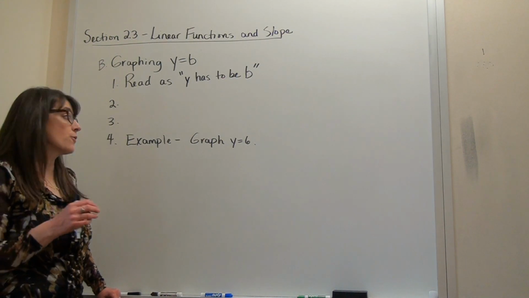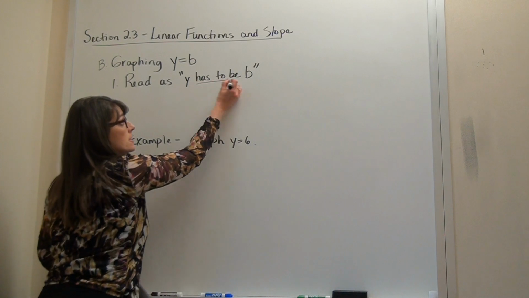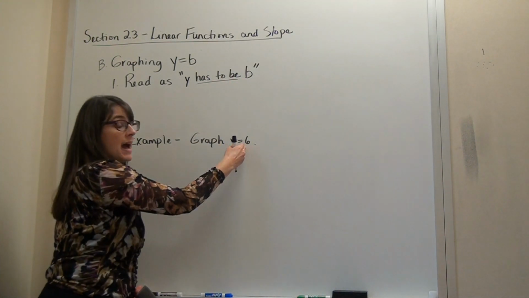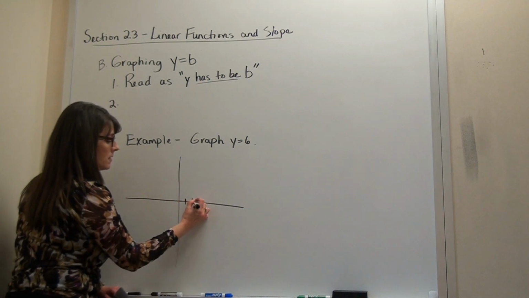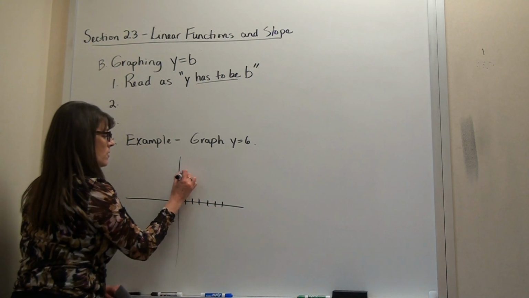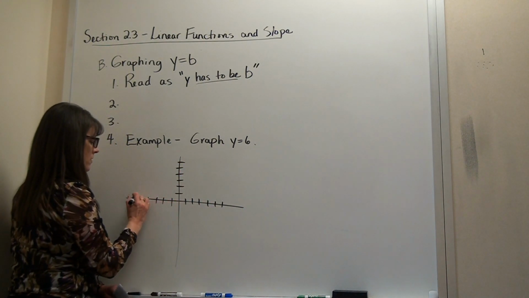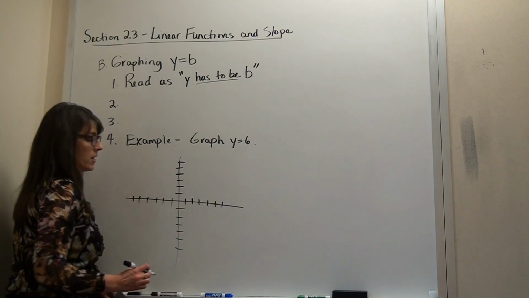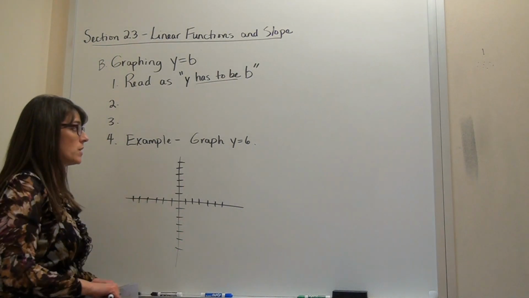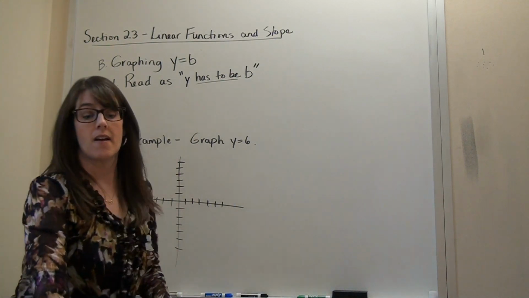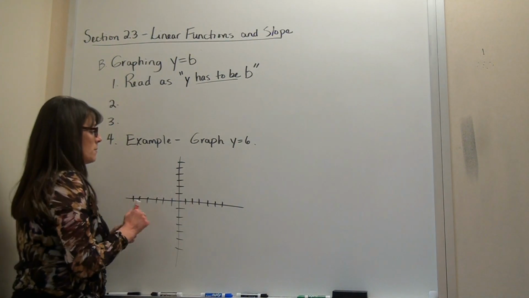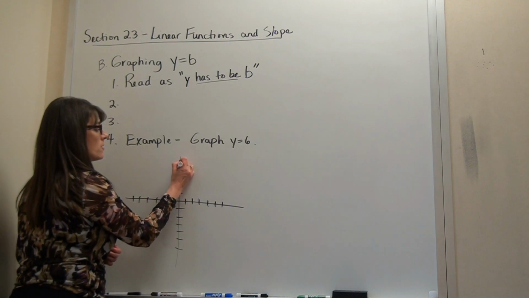However, we need to read it in a different way, because the equal sign means exactly this, has to be. The y has to be a 6. So if I look at my 2D coordinate plane, all right, here's my 2D coordinate plane. On this 2D coordinate plane, where is the y 6? Yeah, nobody has any problems with finding that the y is 6 right here.